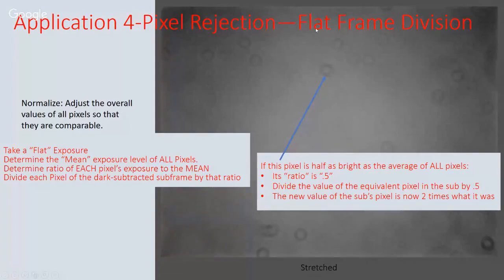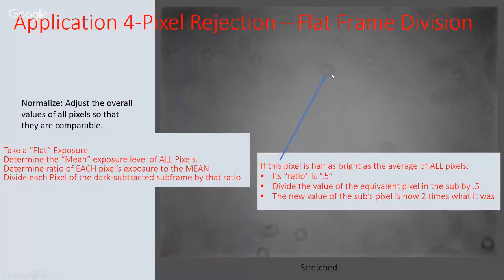You determine the average of all of the pixels in the image, and you decide that that average is what the pixel is supposed to be. That's called normalize. And now you're going to normalize. You're going to adjust the overall values of each of these pixels so that they are all comparable. Then you take a look at each pixel and determine what part it is of the normalized value that it should have. And then you divide each of the subframes pixels by the result of that.